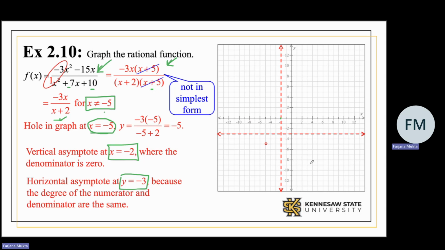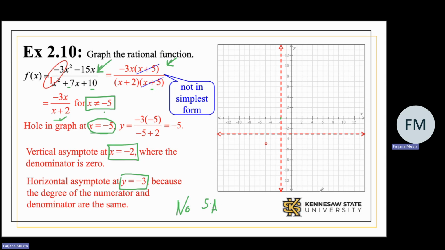Now, do we have any slant asymptote? Again, the degree of the numerator and denominator are equal, right? So we do not have any slant asymptote for this function, all right?